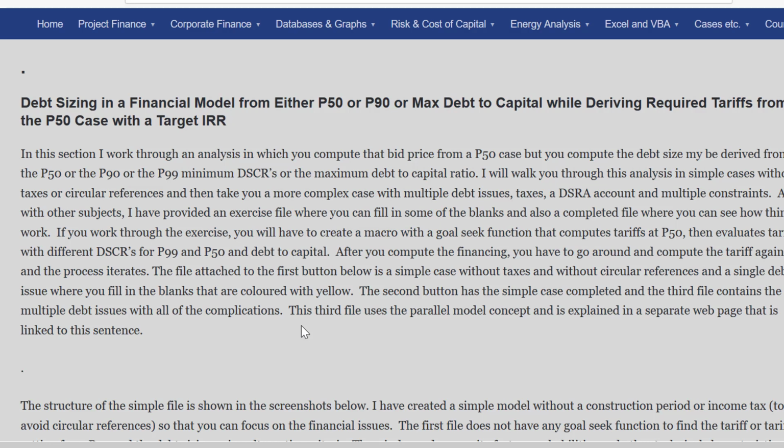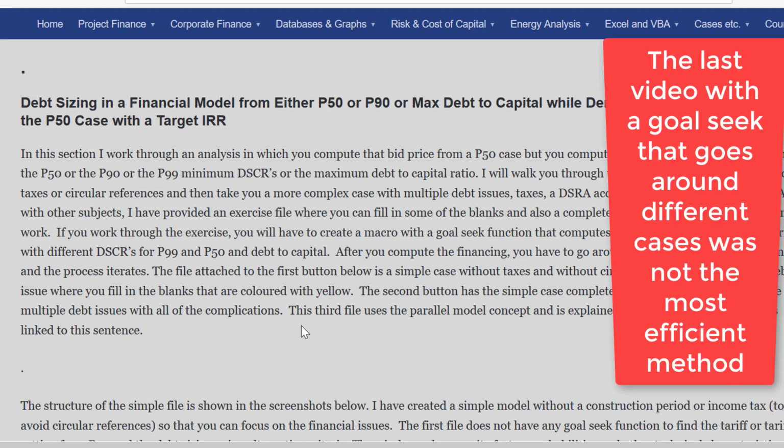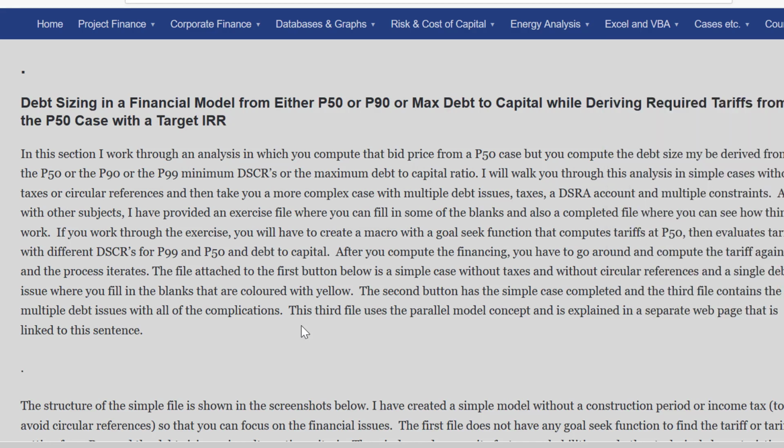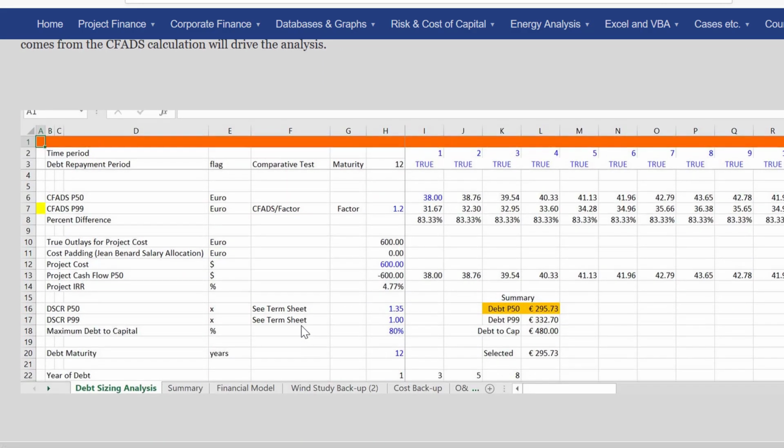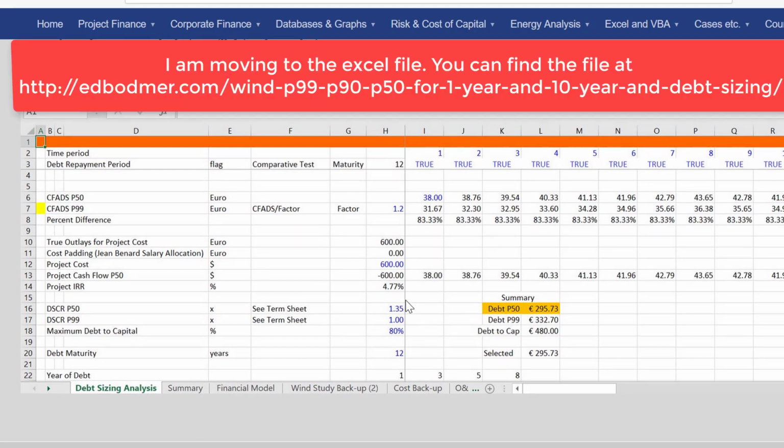But how do we use a P50 case and a P90 case and then take the debt sizing, which could be either P50 or P90, or to make things even more complicated, it could be a debt to capital case. So the debt might be sized from any one of these three rules, and we have to pick the one that gives the lowest debt, because bankers are so conservative, in a good sense of being conservative. They like old things. They're careful, okay?